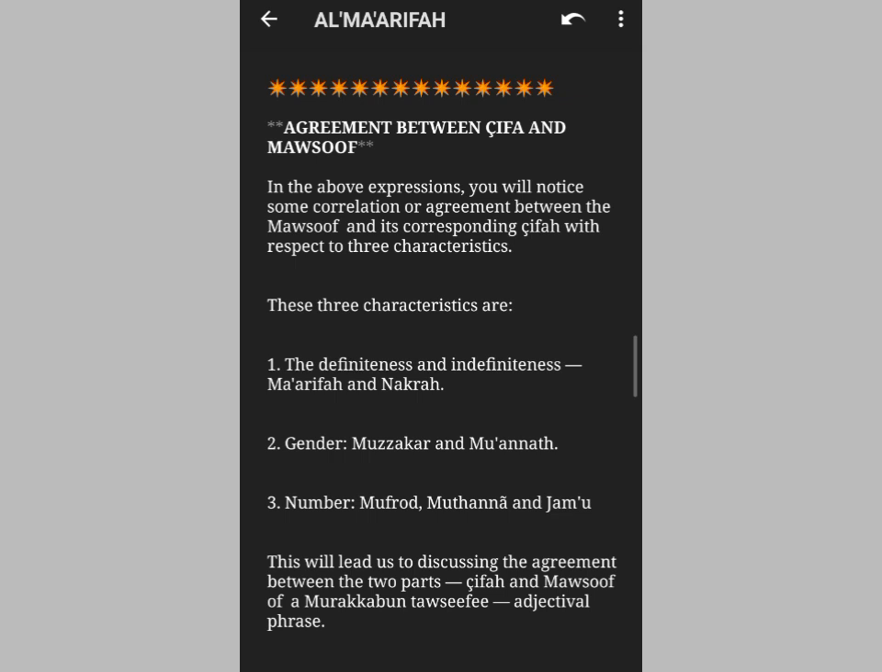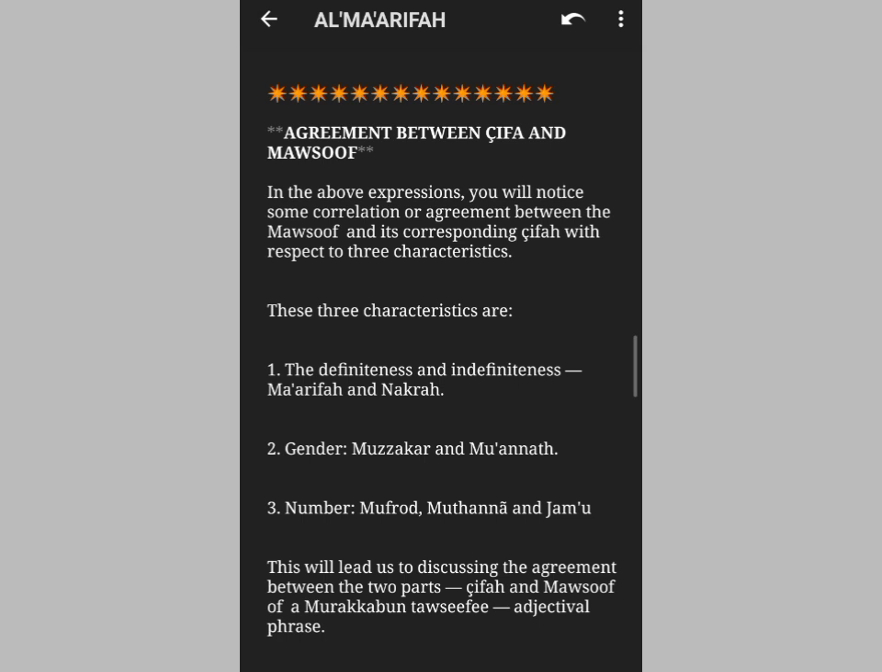When you have your sifa and mawsuf, there must be an agreement between them, and the agreement has to cover three things. Those three things are: ta'rif and tankir, the definiteness and indefiniteness, where they must agree in that aspect. They must agree in terms of gender, mudhakkar and mu'annath. They must also agree in terms of number: mufrad, muthanna and jama', which is singular, dual and plural.